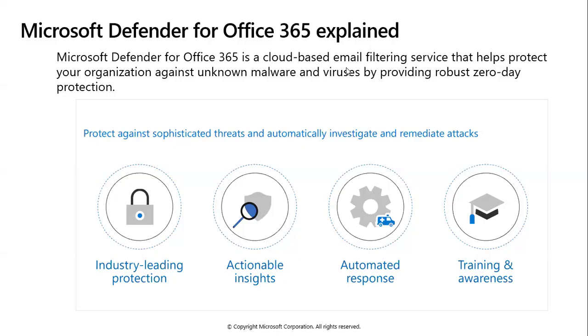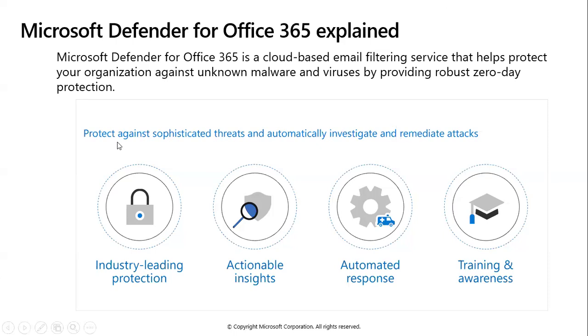Microsoft Defender for Office 365 is a cloud-based email filtering service that helps protect your organization against unknown malware and viruses by providing robust zero-day protection. So every week, how much malware warning are we getting? About 17,000 on average. Yes. So they are protecting from 17,000 malware each and every week. Okay.